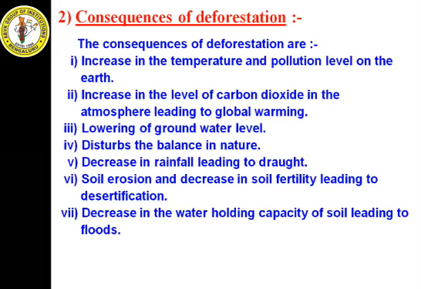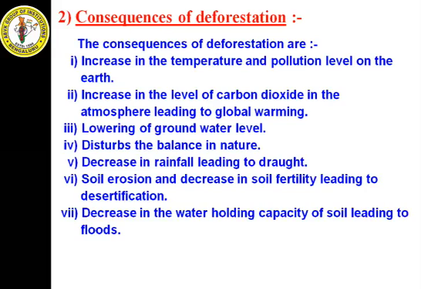Next, soil erosion and decrease in fertility leading to desertification. Soil erosion will occur. What is soil erosion? The eroding of the top layer of the soil. The top layer is fertile soil, which is helpful for cultivation and agriculture. You can grow more crops if the top soil is fertile. So this fertile top layer of the soil will get eroded if there are no more trees.